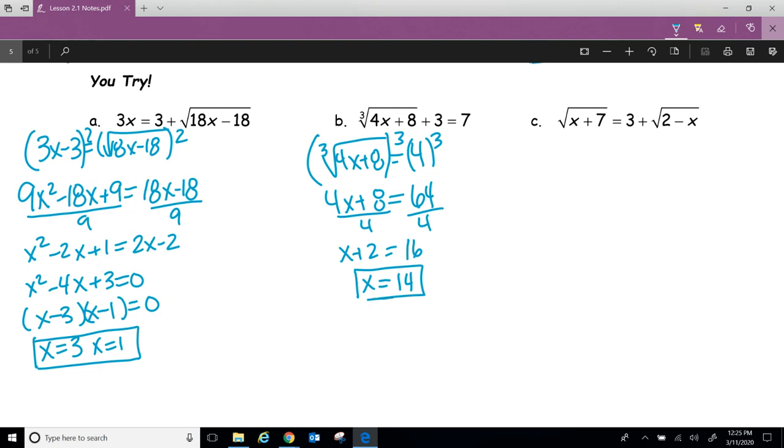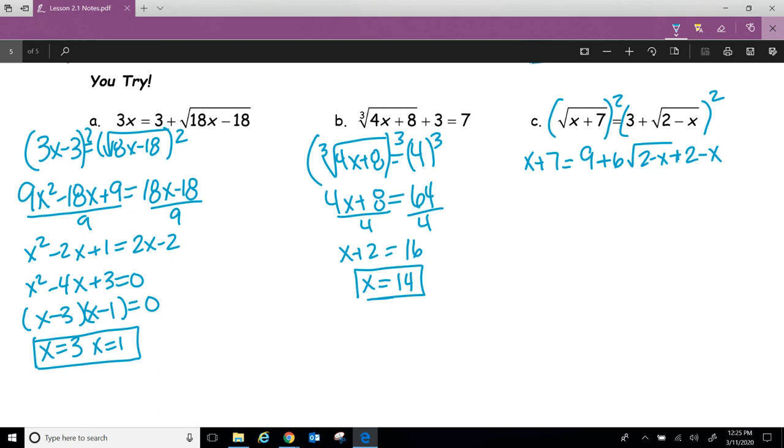C, unfortunately, we're not able to get the radical by itself, so we're going to have to square it as it is. On the left-hand side, the square and the square root cancel each other out, and we get x plus 7. The right-hand side, I've got 3 squared is 9, and then I've got 3 times that radical 2 times, so 3 plus 3 would be 6 times that radical. And then I've got that radical, the square root of 2 minus x, squared, and that's going to just be 2 minus x. The square root will cancel out.